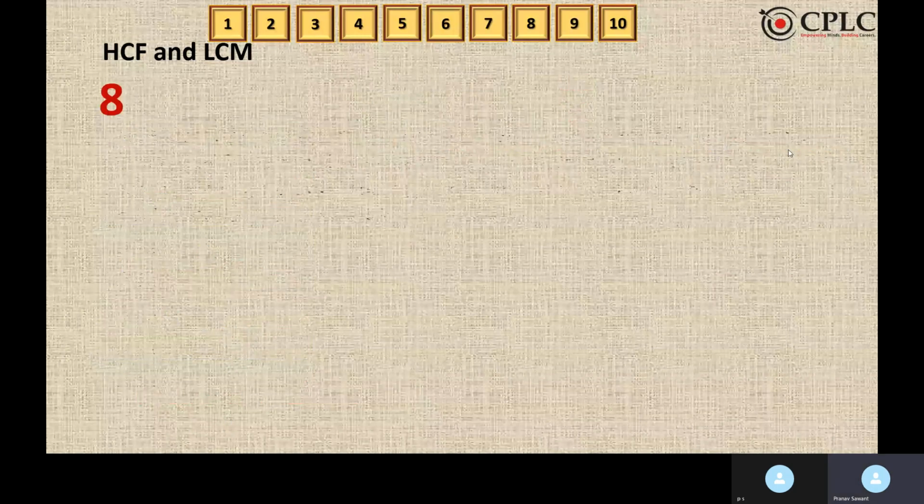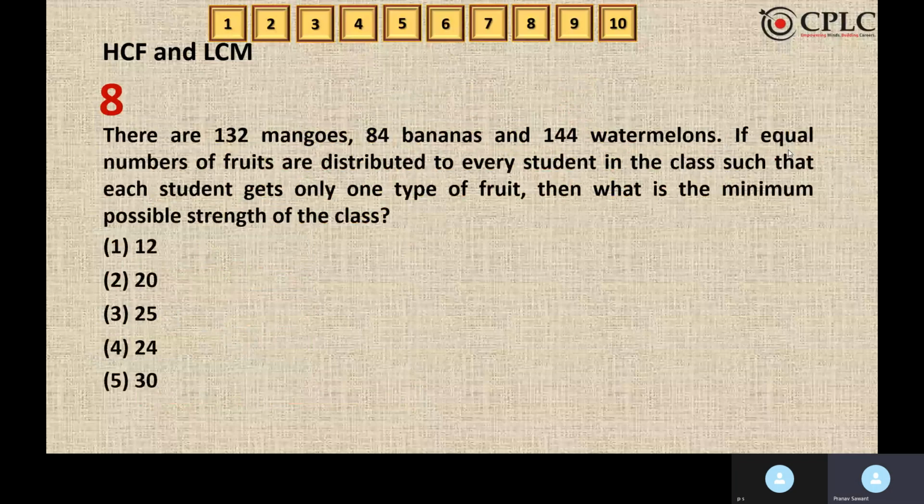Moving to the next question. There are 132 mangoes, 84 bananas and 144 watermelons. If an equal number of fruits are distributed to every student in the class, such that each student gets only one type of fruit, then what is the minimum possible strength of the class?